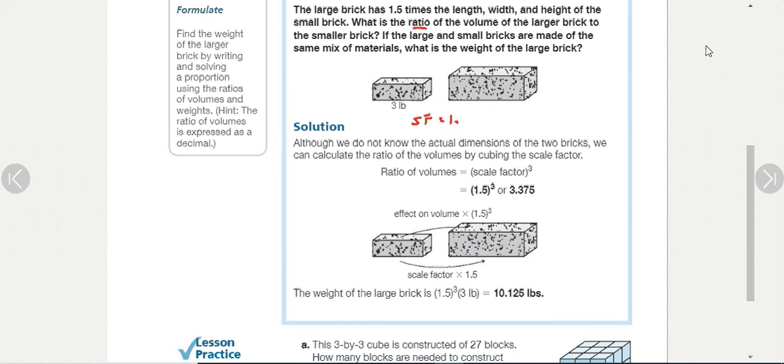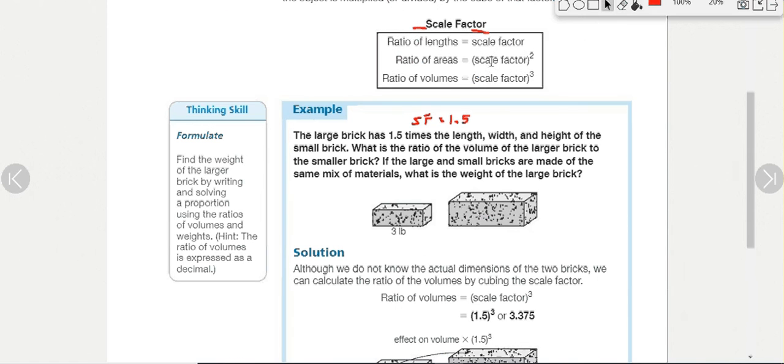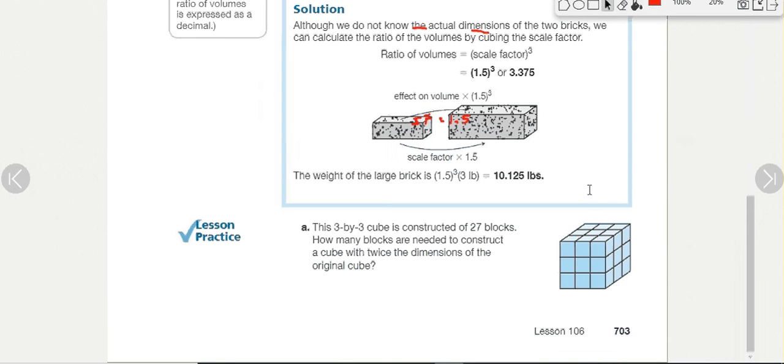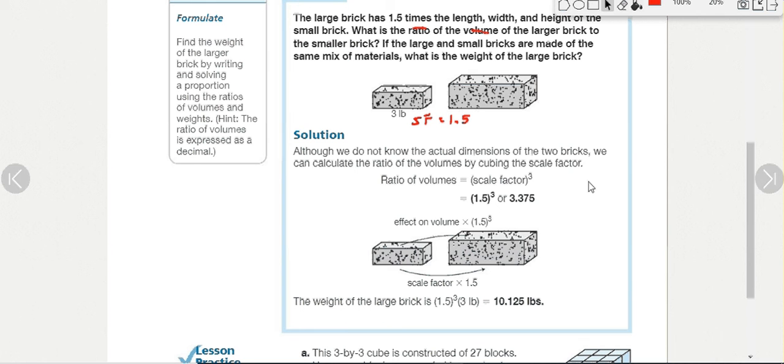What have we learned about ratios of volumes? Okay, let's look back up here again. For ratio of volumes, take the scale factor to the third. So we're going to cube the scale factor to find the ratio of volumes, as it's called. Anyway, that comes to 3.375. That's the new volume proportion.